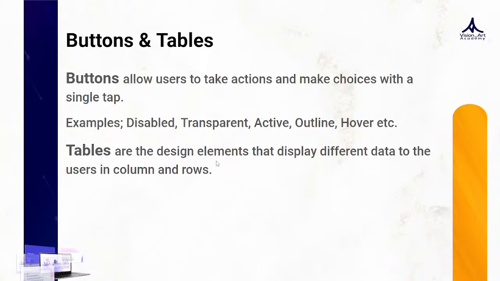Then we have the tables. What are tables? Tables are design elements that display different data to the users in columns and rows. We all know what columns and rows are, a vertical and a horizontal line. So we use that to display information, to display a set of different data on the screen. So that's about the design elements.